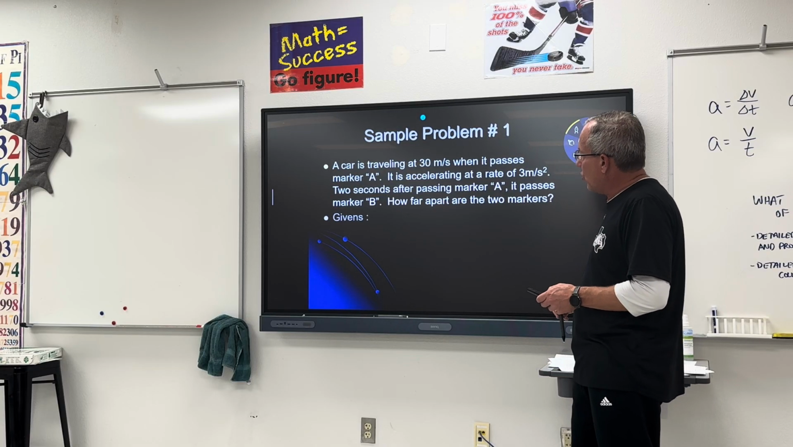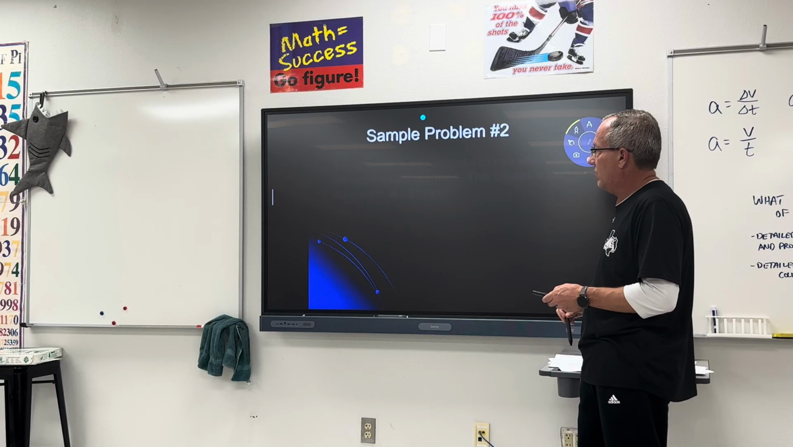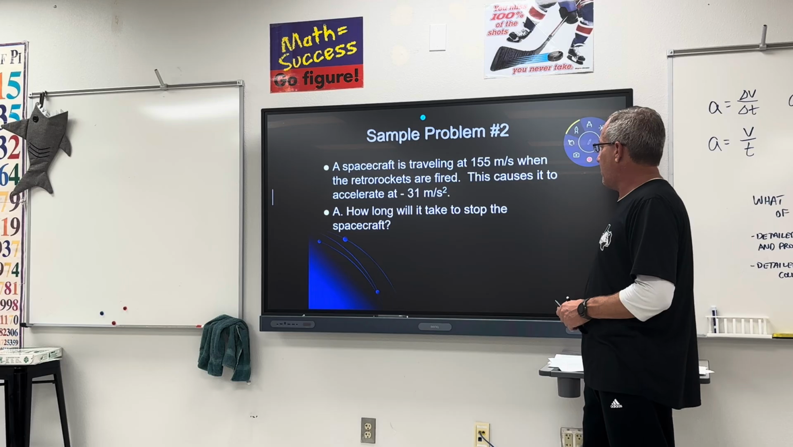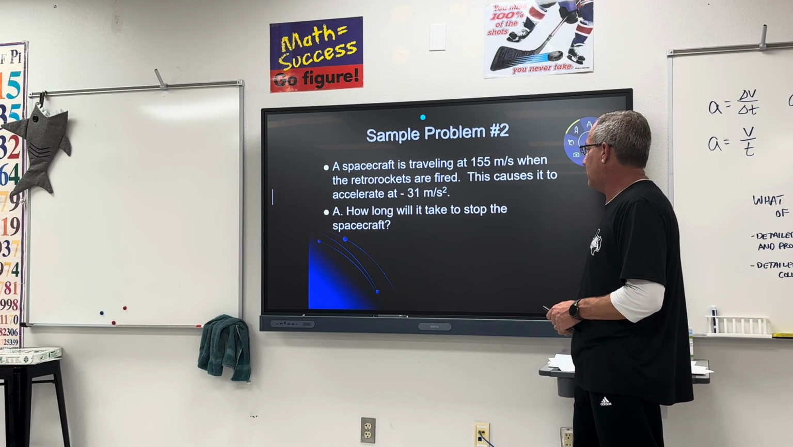Sample problem 2, and it shows the givens, by the way. It shows you the procedure on how I did this in your notes. Sample problem 2. A spacecraft is traveling at 155 meters per second when the retro rockets are fired. This causes it to accelerate at negative 31 meters per second squared. Part A, how long will it take to stop the spacecraft?